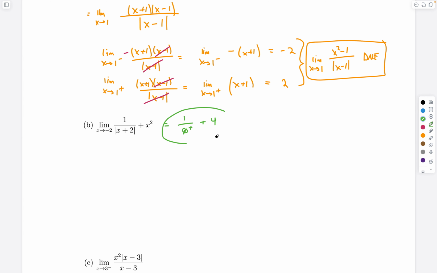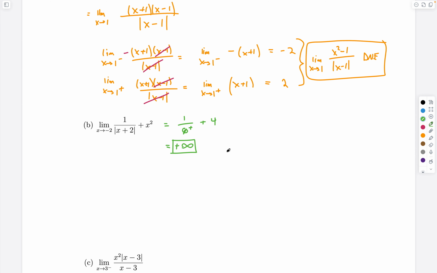Well, recall the outcome of this. A number over 0 would push to infinity. Since I already have the signs, 1 is positive and 0 from the right side would be positive. This would push me towards positive infinity. And then adding 4 to something that's already going to positive infinity is just going to stay at positive infinity. So my limit for that one is just going to be positive infinity.